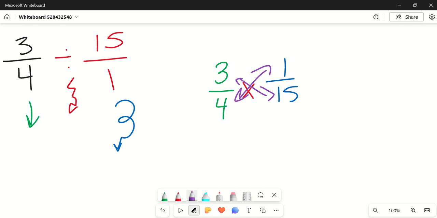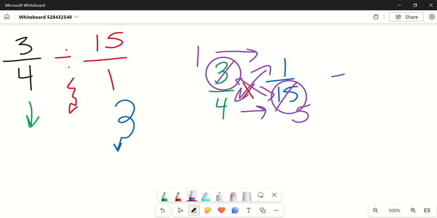3. So if I divide each one by 3, 3 divided by 3 becomes, and 15 divided by 3 becomes, okay, now I can multiply straight across. 1 times 1 equals? And 4 times 5 equals? That's it. Now, hang on.